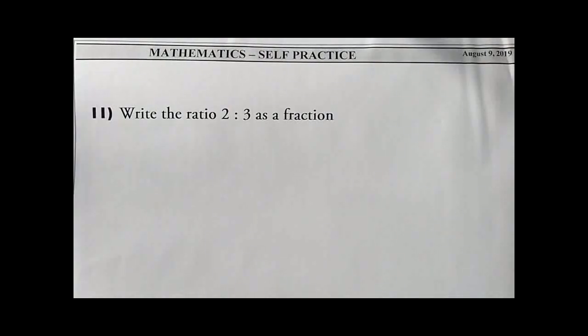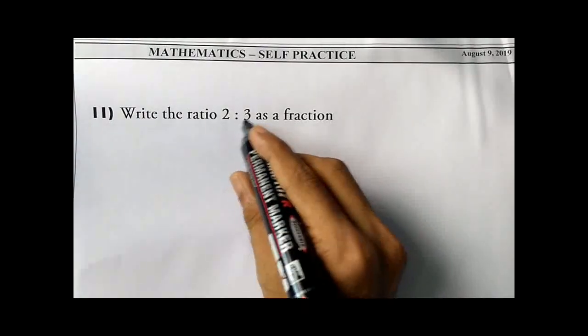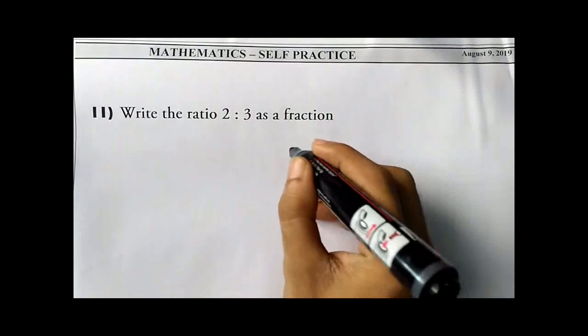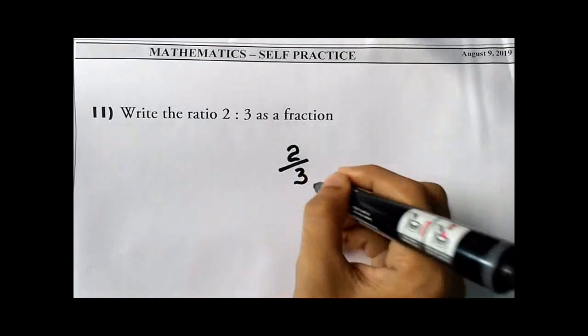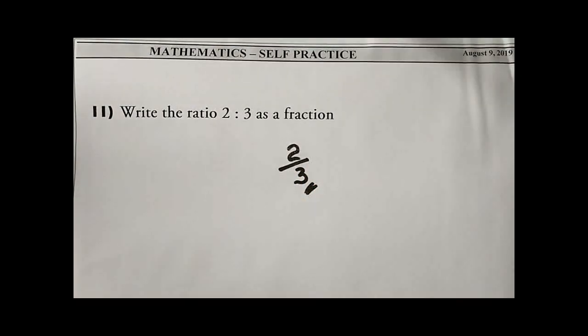Now this time they are asking us to write this ratio as a fraction. It's very easy. This is the method. 2 is to 3. So we'll write like this, 2 over 3. That's all.